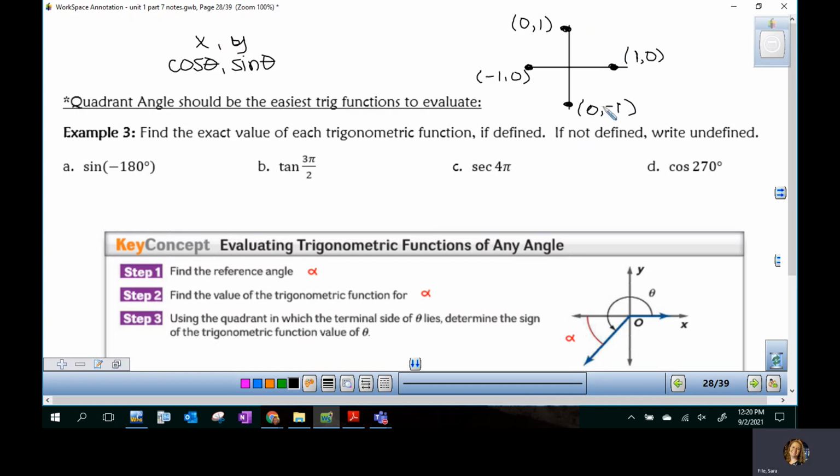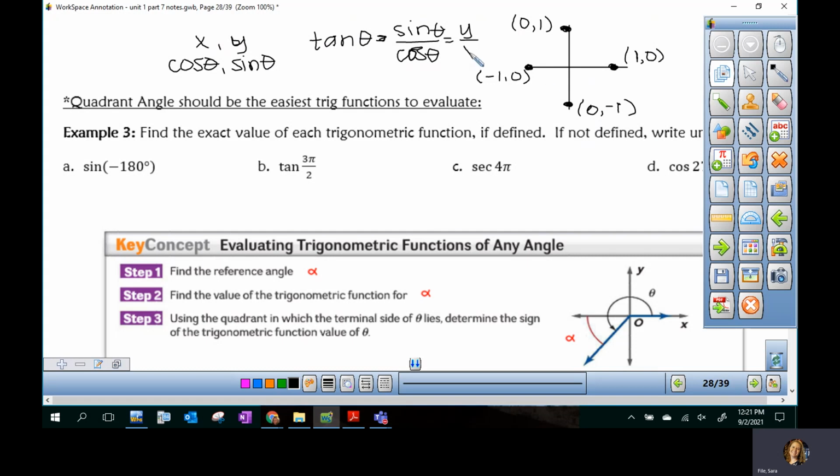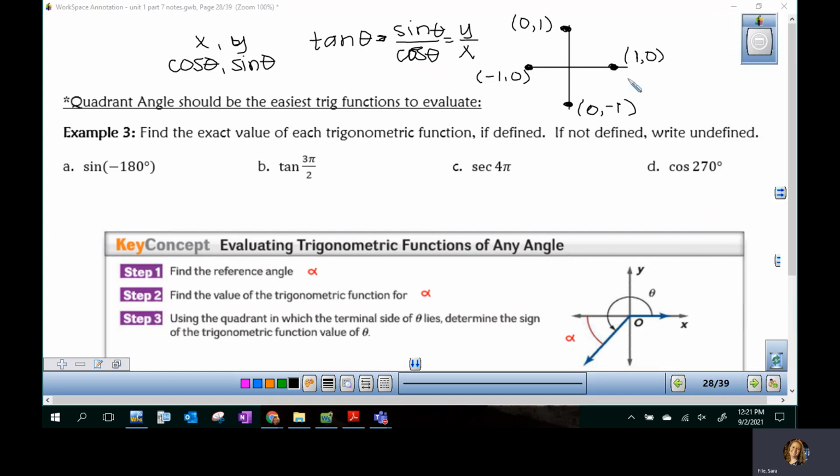And we actually, on the unit circle, we went around and put the tangent values as well. We said tangent is y divided by x. So 0 divided by 1 is 0. 1 divided by 0, that's undefined. Okay, so just be careful and make sure you remember that dividing by 0 is undefined. Or you can think of it as y divided by x to get the tangents. Okay, so when you are asked to do trig for a quadrant angle, these really should be the easiest ones.